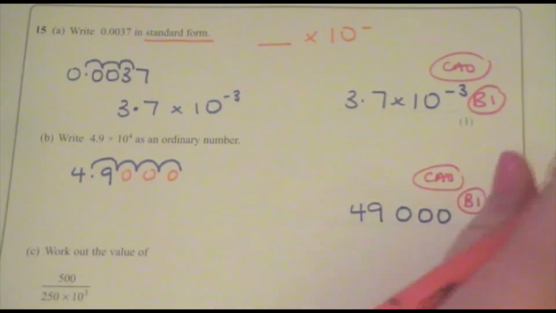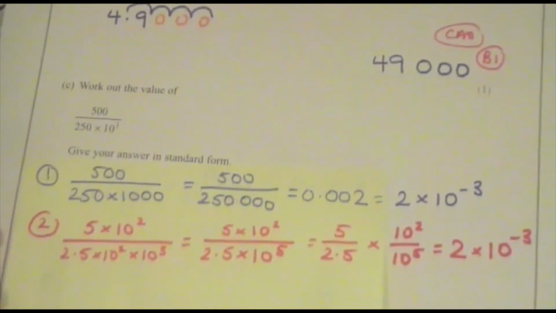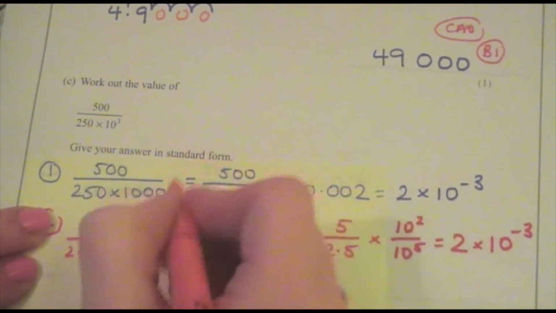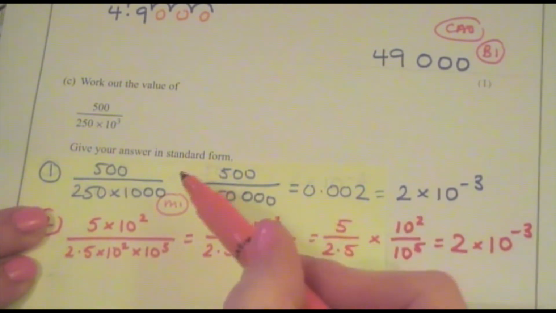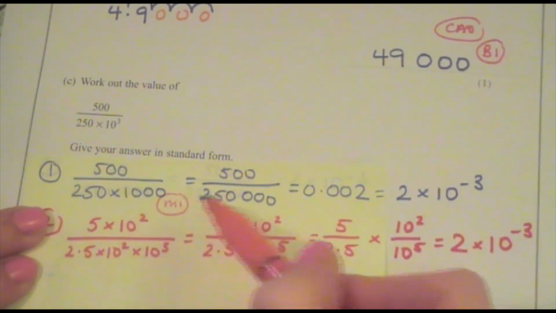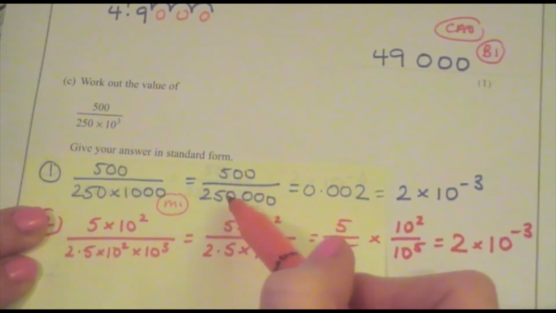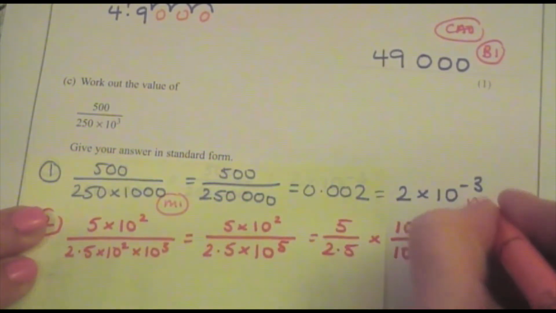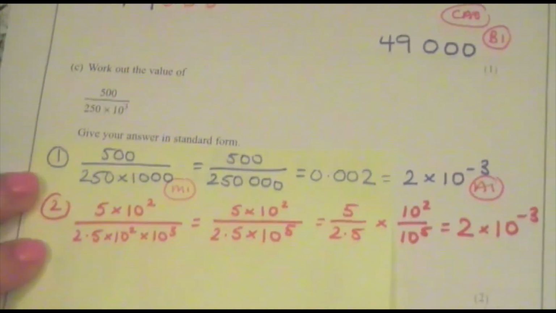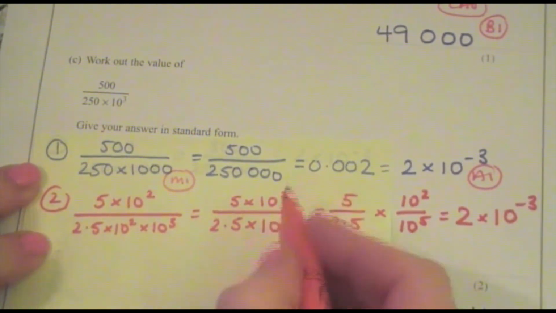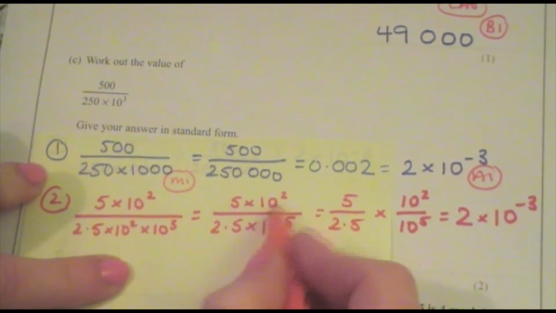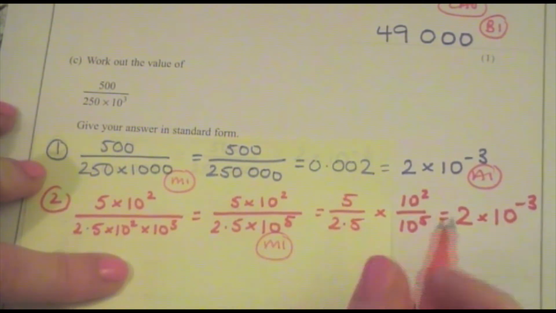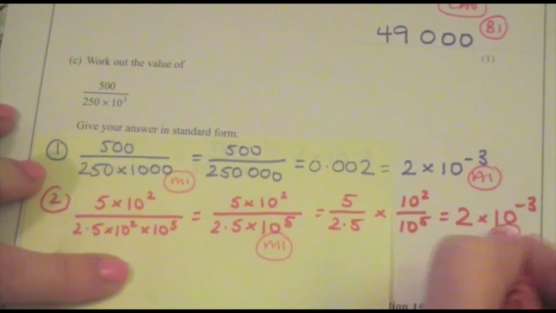For part C, if I did it the first way I've done it, I would get 1 mark for attempting to divide using two numbers that are in consistent form. So I've changed both of them into ordinary numbers and I've tried to divide them. That gives me the first mark. My second mark is for getting the correct answer. Again, for my second method, as long as I'm attempting to divide numbers that are in consistent form, so these are both in standard form, and then I've attempted to divide them, that gets me 1 mark, and then my second mark would be for my answer.